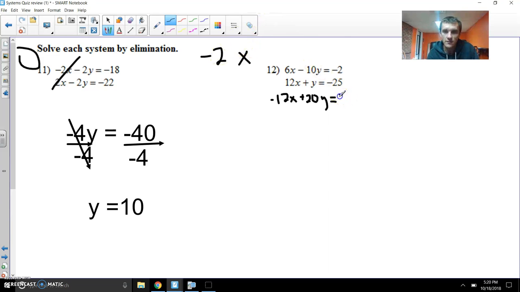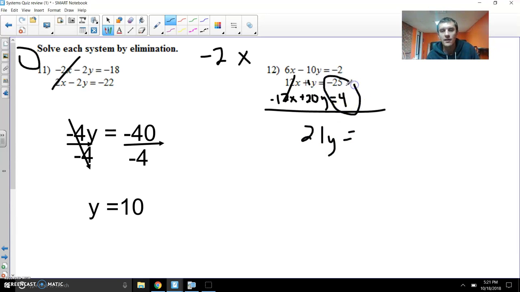Now those don't necessarily match. -2 times -2 is +4. So when you get these to match and these are different, that means you're in like a normal problem. You're adding these together. 1 plus 20 is 21y. And you add these two together. -25 plus 4 is -21. I'm going to divide by the 21 and I get -1.